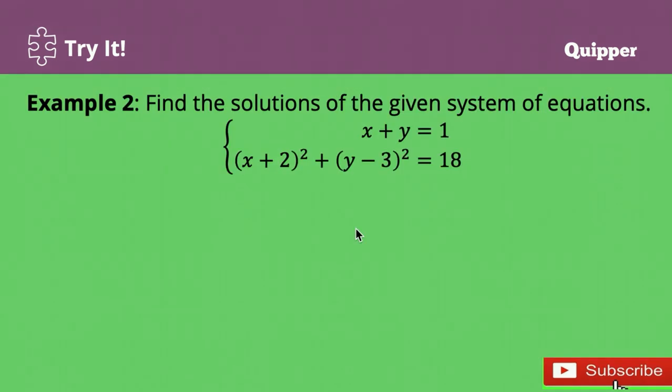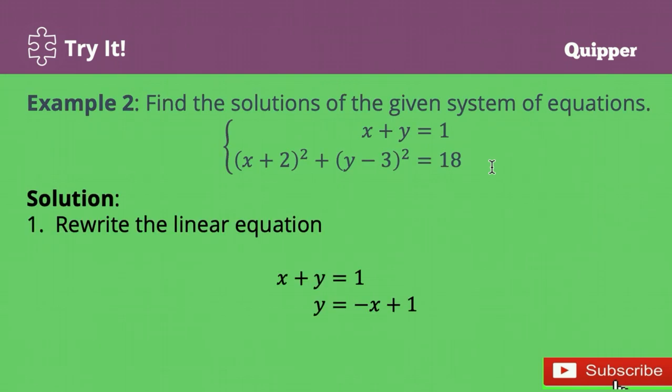Example number 2. Find the solutions of the given system of equations. Note that the first equation represents a line and the second equation represents the circle. First, we are going to rewrite the linear equation x plus y is equal to 1 into y is equal to negative x plus 1. We just transpose positive x to the other side, that's why it becomes negative x.